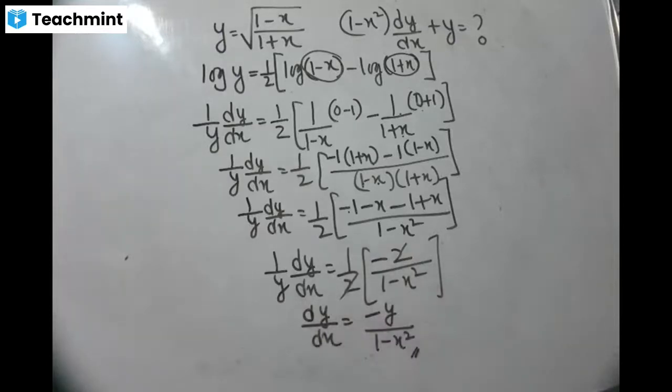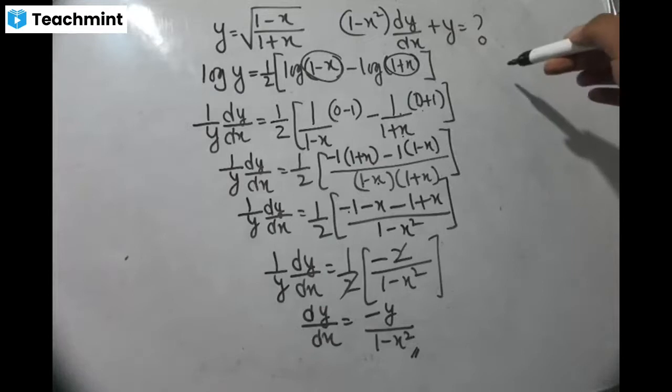So this is the value of dy by dx which you are getting. Now, let me substitute the value, because you need to find out the value, isn't it? So let me do it out here. Everyone look at the board.